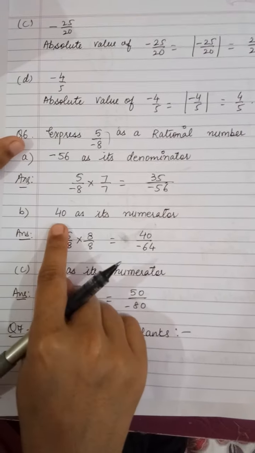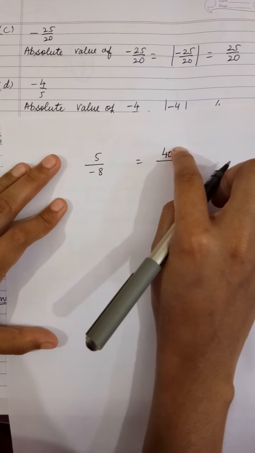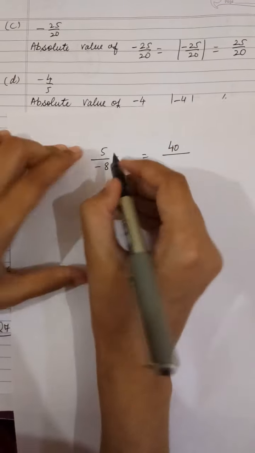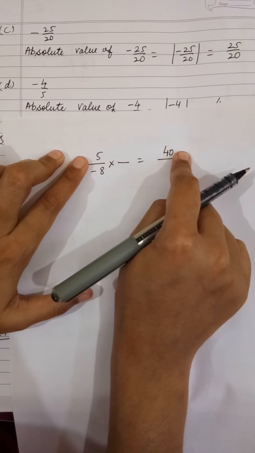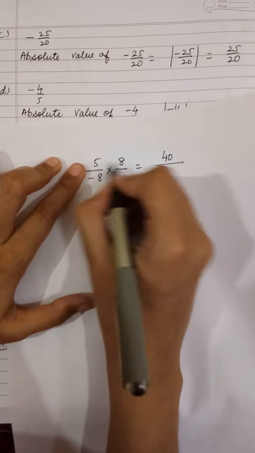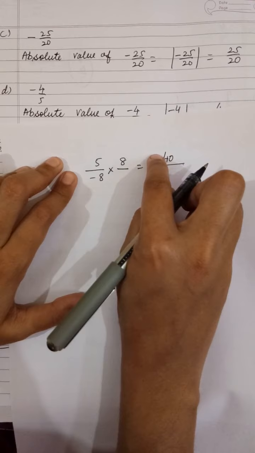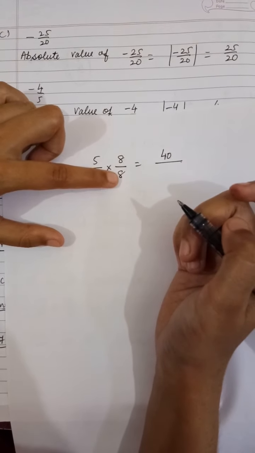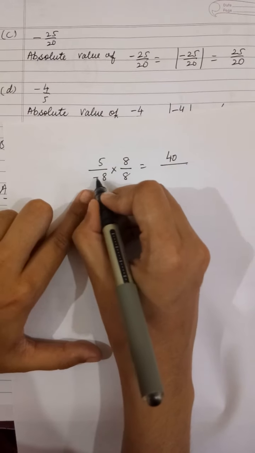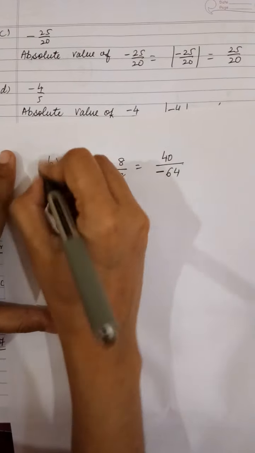Next, B part. Now they are saying 40 as a numerator. Okay, now we have this fraction 5 upon minus 8, and they are saying that 40 should come in the numerator. Okay, fine. Then I am going to multiply and divide by what number, so that my numerator should be 40? 5 eights are 40, and this is positive. This has to be positive because this number is also positive. If this is 8, then here also it has to be 8, because we have to multiply and divide with the same number. Now this is plus, this is minus. What is plus minus? Minus. And 8 eights are 64. This was your B part.